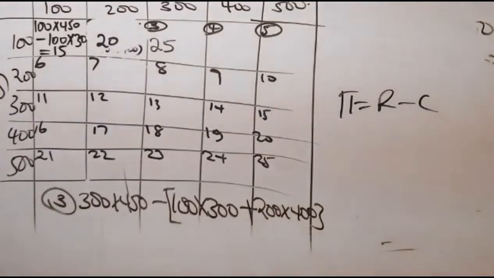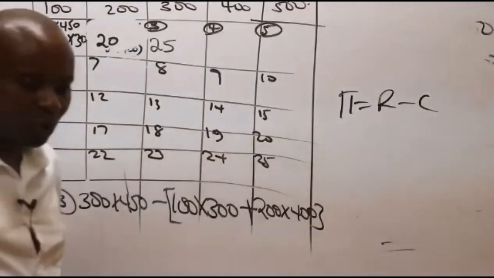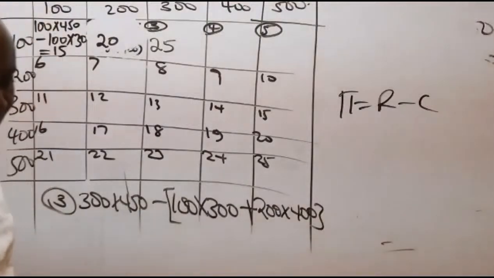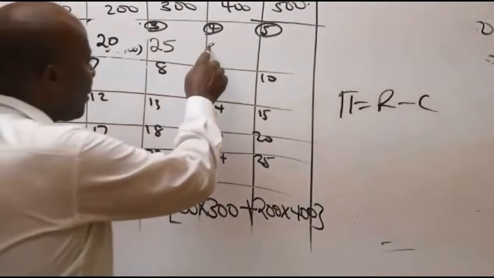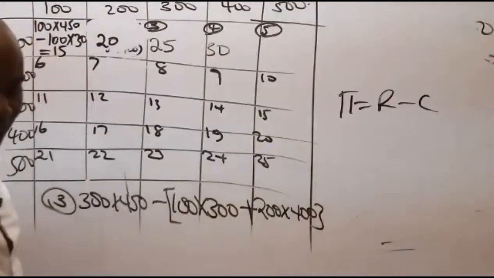So number 4, what do we have there? Somebody number 4, please talk to me. Kigunda tells me 30.